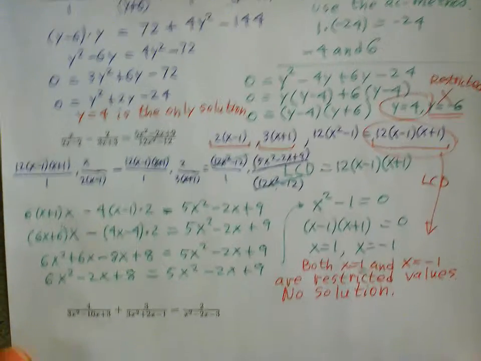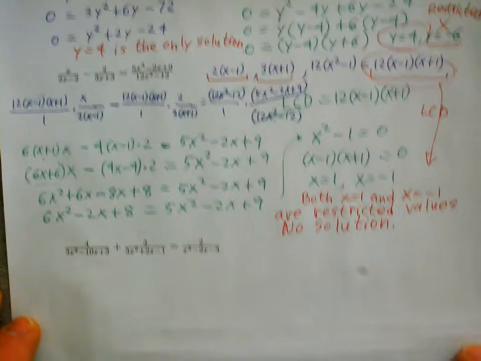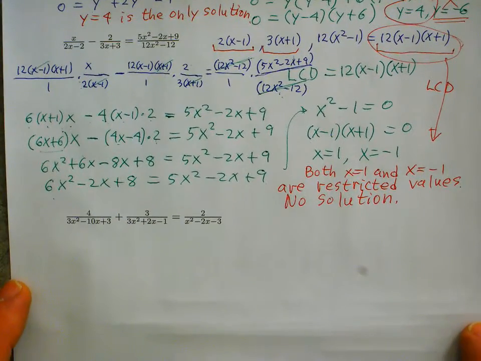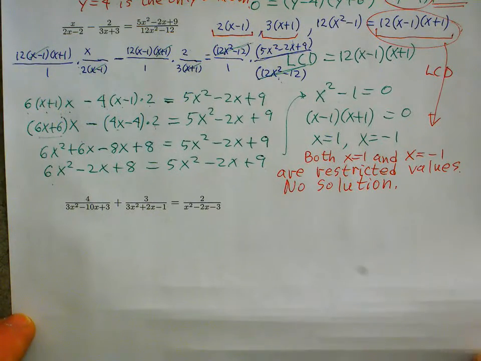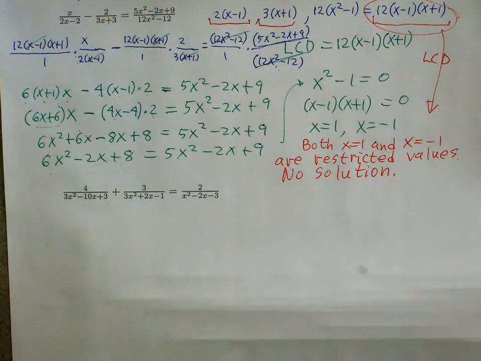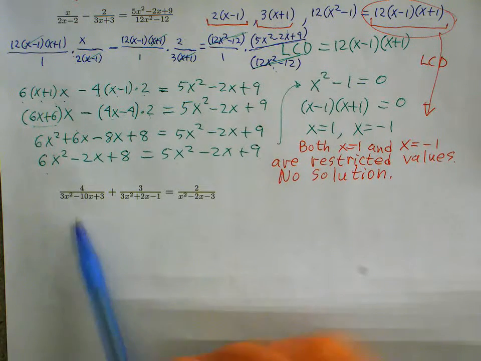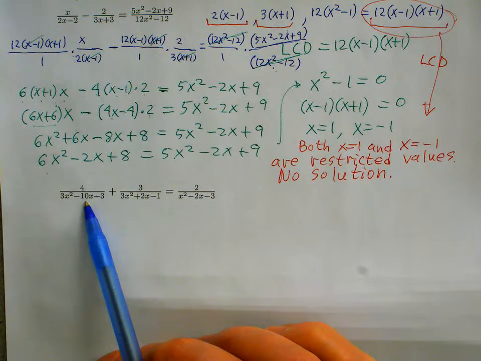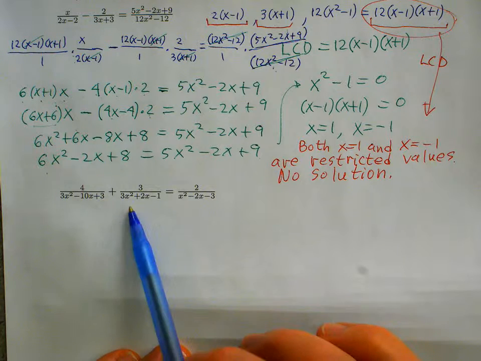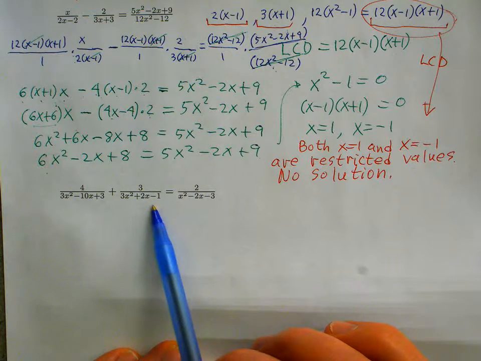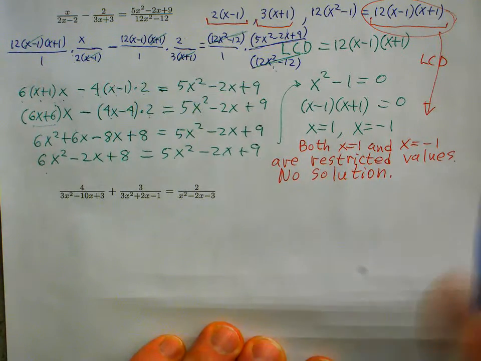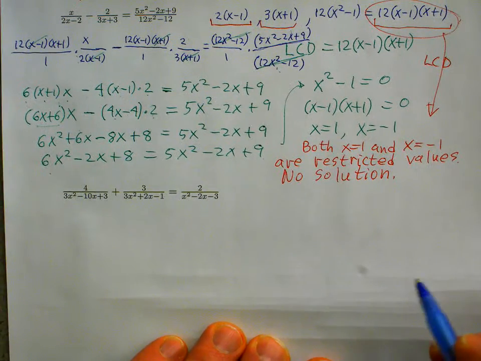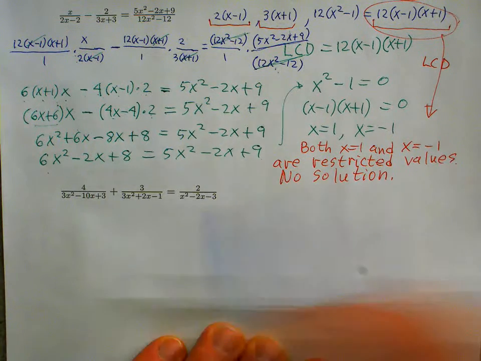Okay, let's try this last one. See how far we can get on this one. So one denominator is 3x squared minus 10x plus 3. Another denominator is 3x squared plus 2x minus 1. And the third denominator is x squared minus 2x minus 3. So we want to know the factors of each of those.